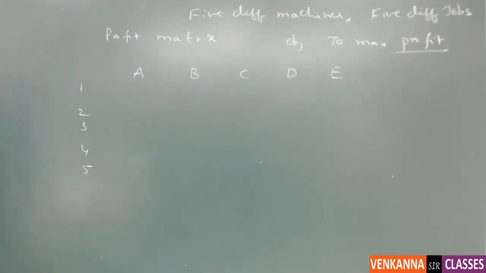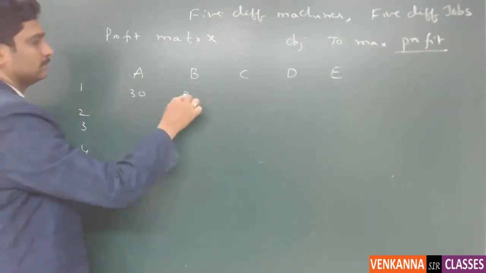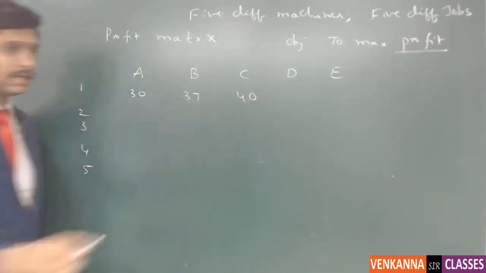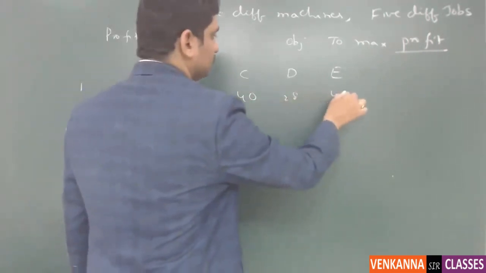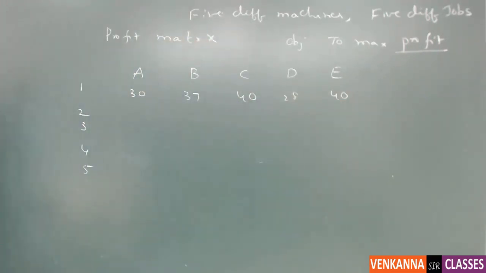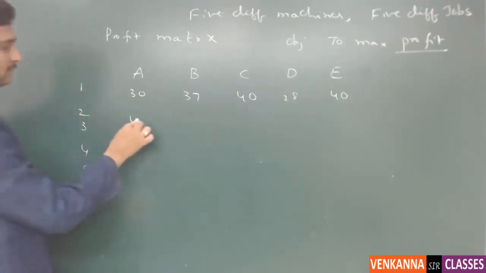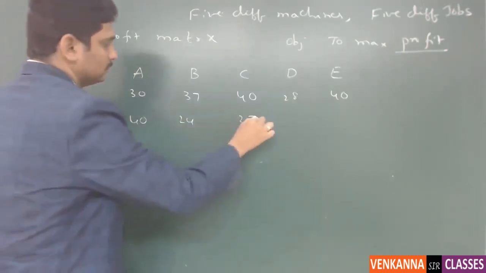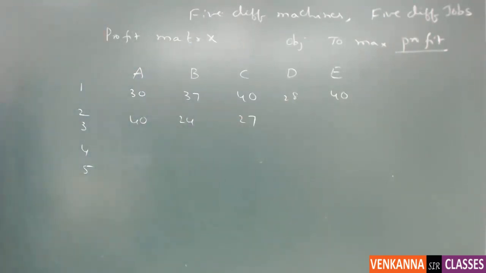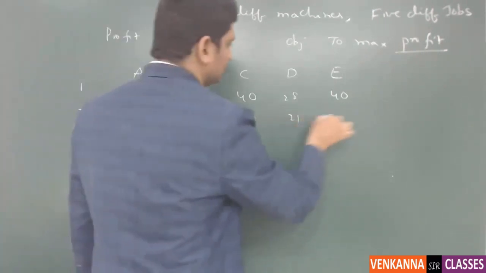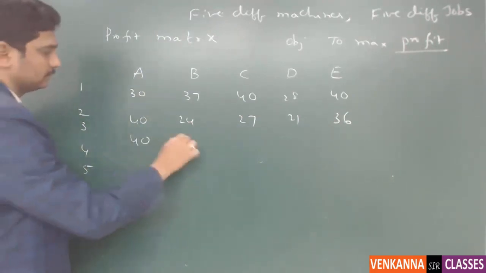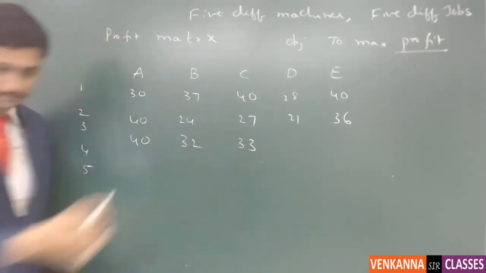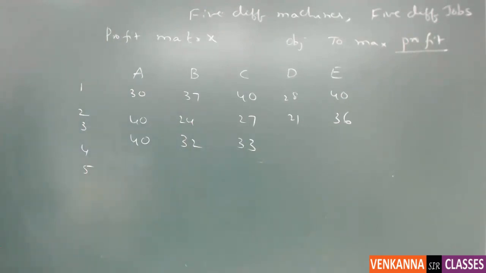The values are taken by 30, 37, 40, 28, 40. And the second row consists of 40, 24, 27, 21, 36. Then you have 40, 32, 33. And 30, 35.